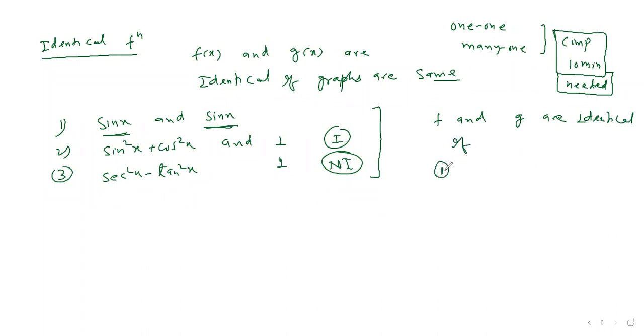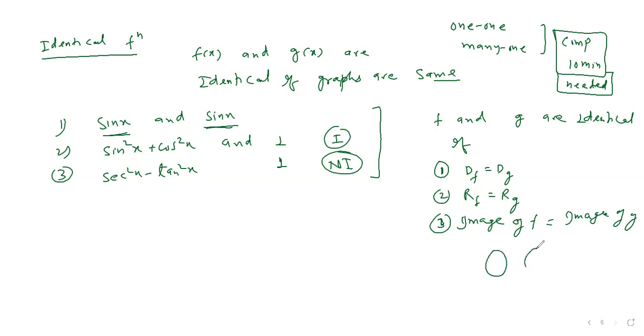Number 1, domain of F is equal to domain of G. Number 2, range of F is equal to range of G. Number 3, image of F is equal to image of G. For example, 1, 2 to A, B is F, and 1, 2 to A, B is G. Domain of F equals domain of G, range of F. Okay, this is just a fancy way of saying that f of x should equal g of x for all x.